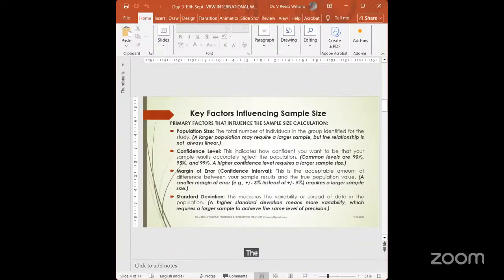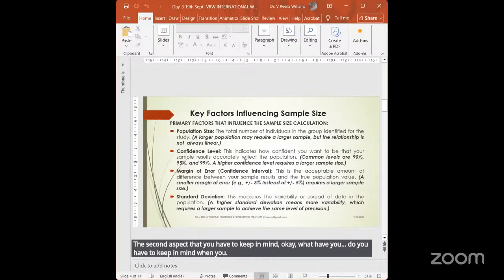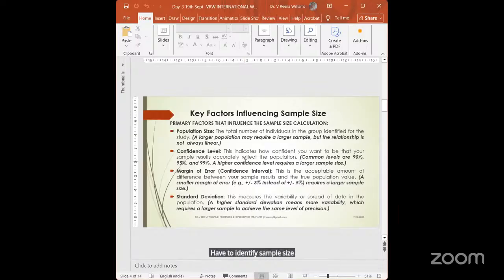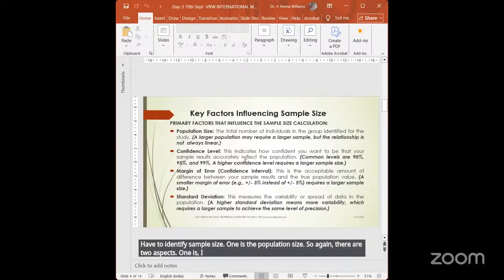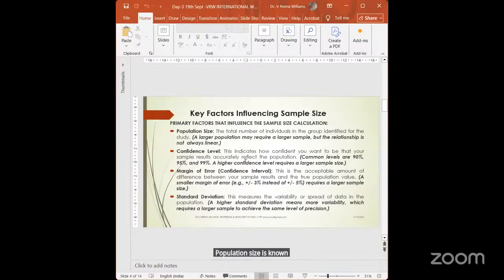The second aspect that you have to keep in mind when you identify sample size: one is the population size. Again, there are two aspects. One is I know the number because it's a bank. I speak to the bank manager, and he tells me we have 5,000 customers. So the population size is known to me.